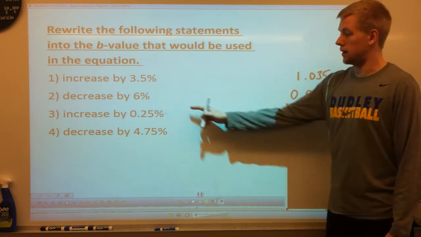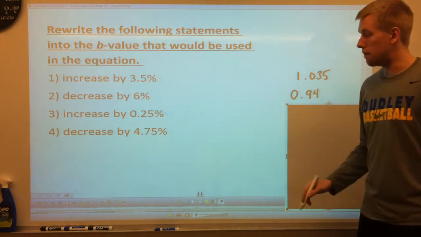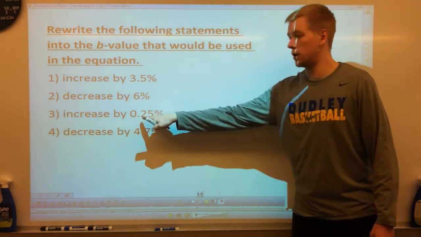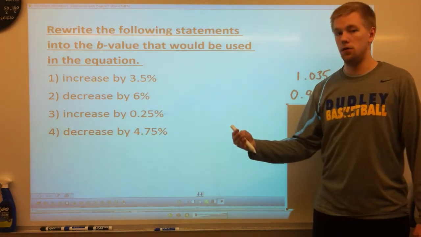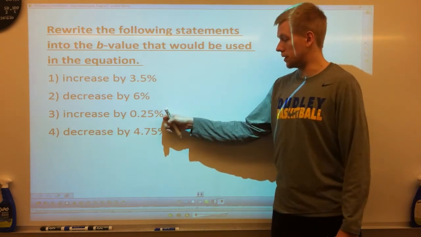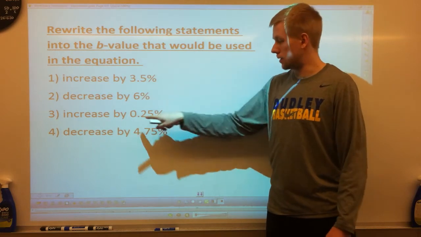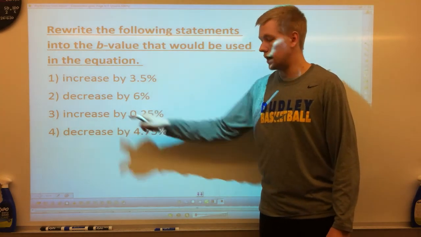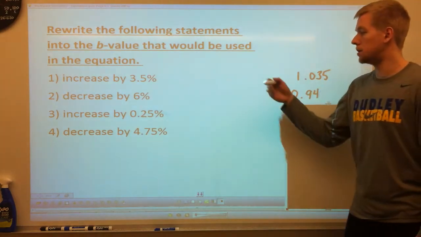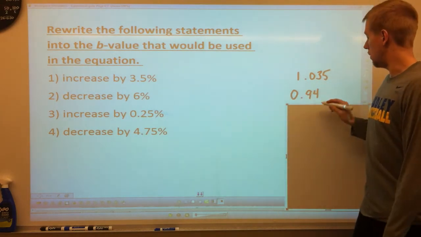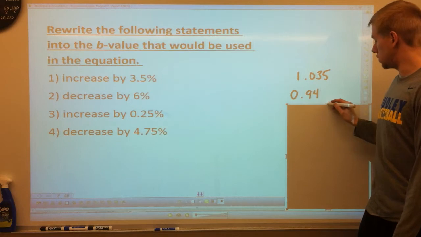Right? The last 2, hopefully you've already done. Increase by 0.25%. So now it's 0.25%. We still need to move the decimal over because this was a percent. We need to change it to an actual decimal. So we'll move it over 2 times again to get 0.0025. And we're going to increase it, so we need to add 1 to it.